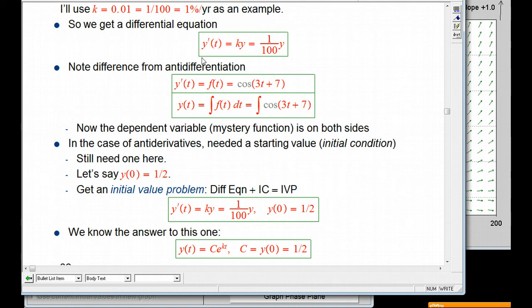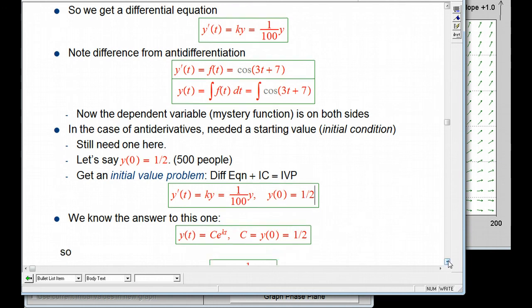You can't tell me what the population is unless I tell you the starting value. Well, so we still need what's called an initial condition. And let's say y of 0 is 1/2, or in other words, 500 people, to be definite. Okay, so what this is called is an initial value problem. That's a differential equation plus an initial condition, often abbreviated IC, and that's called an IVP, initial value problem. That is something that has a unique solution. So y prime equals 1/100th y, y of 0 equals 1/2. That's something we can expect to have a solution.